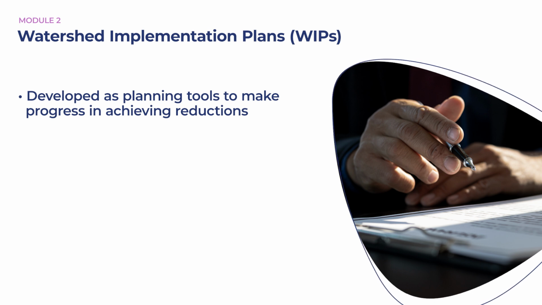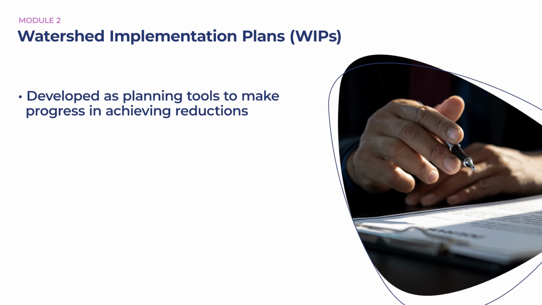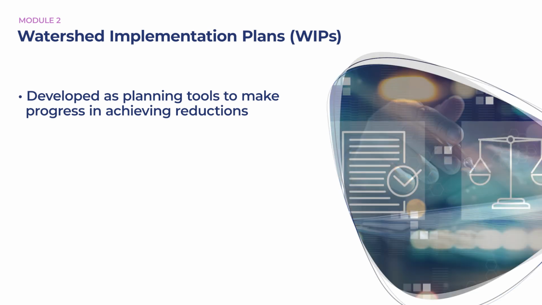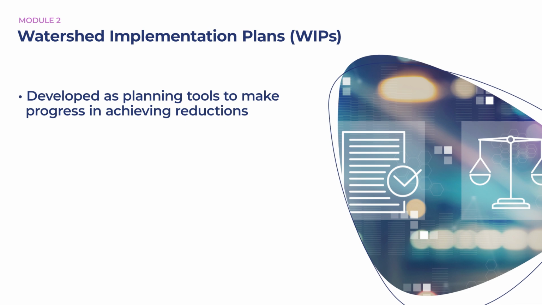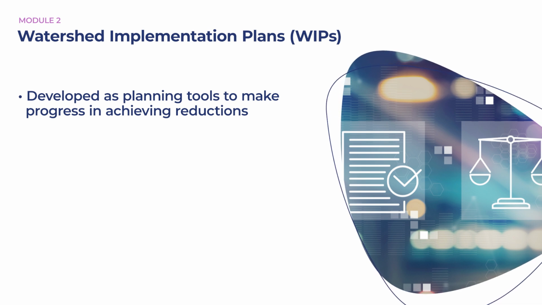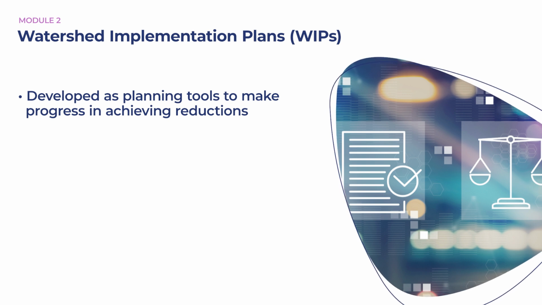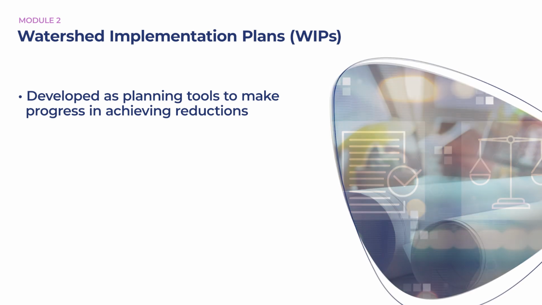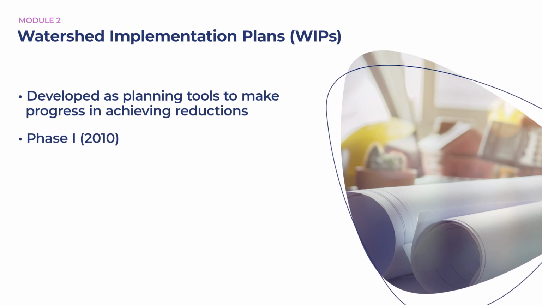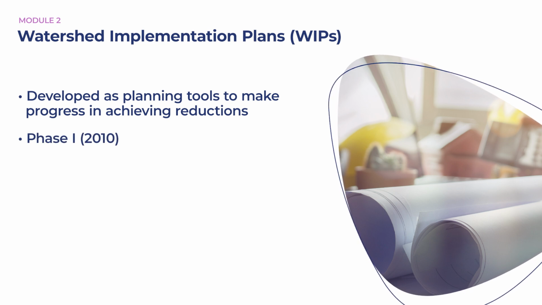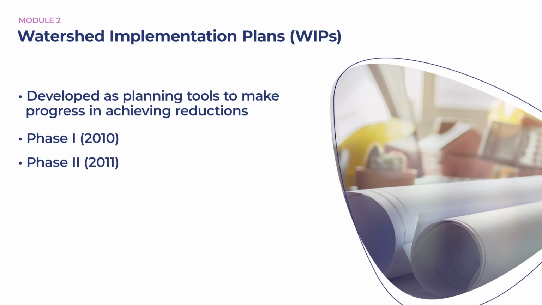Watershed Implementation Plans, or WIPs, are the main planning tool that the jurisdictions in the Bay Program Partnership use to estimate what policies and BMPs they can implement to achieve the necessary reduction goals. These WIPs can then be fed into the Bay model to determine the number of nutrients being reduced based on the suite of BMPs and policies in the WIP. The first plans, or Phase 1 WIPs, were drafted in 2010. These were quickly built upon, and Phase 2 WIPs were developed in 2011.